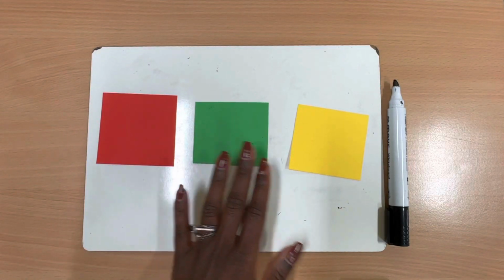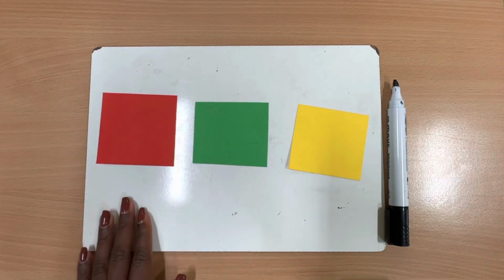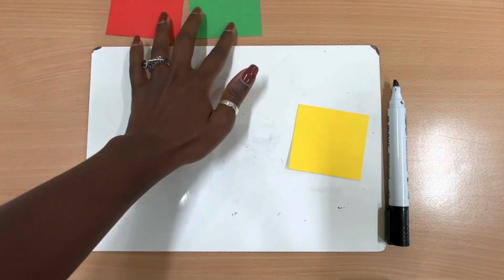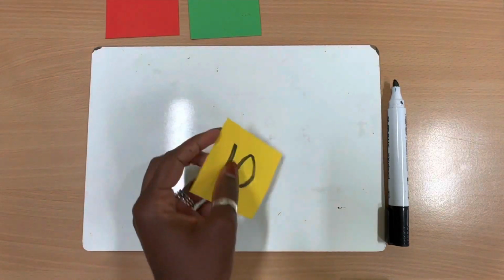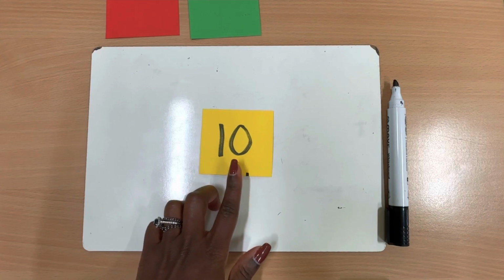The yellow card, I'm going to half. The green card, I'm going to find the quarter, and the red card, I'm going to find a third. So let's start off with the yellow card. So the question will be, find half of 10.